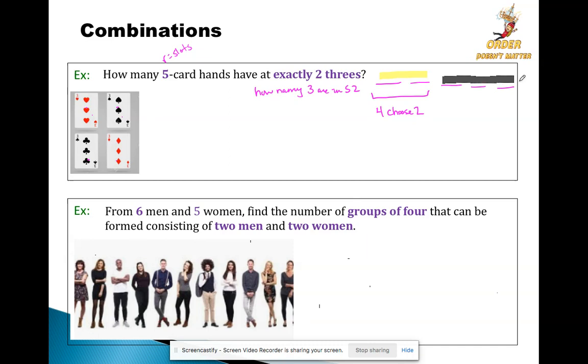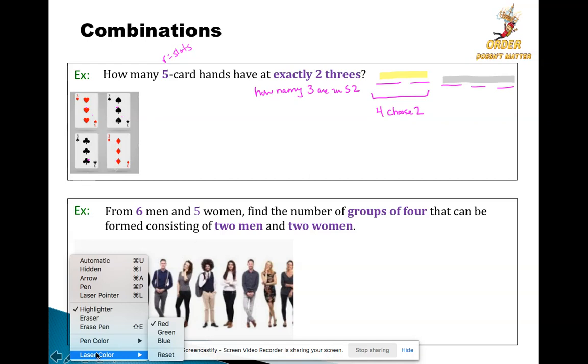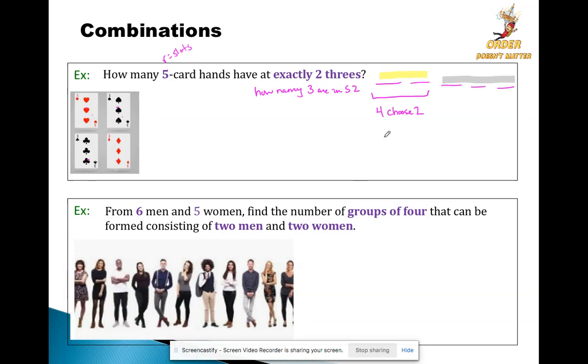What about these 3? How many cards do I have to choose from? Be careful. It's not 52, is it? I don't want any 3s in here. So how many cards do I have left? Right, I have 48 cards. And how many do I want to choose? And then what's the operation between everybody? Multiplication, right? So there is my 4 choose 2.